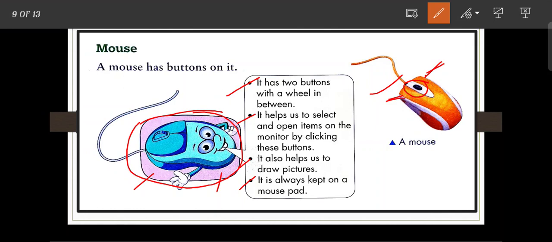So basically, a mouse has two buttons, one is the left button, one is the right button, and a scroll wheel in between these two buttons, okay. Next, a mouse helps us to select and open items on the monitor by clicking these buttons, okay. This is the right button and left button, and we use the mouse to draw pictures. And last, it is always kept on a mouse pad, okay. This is the mouse pad.